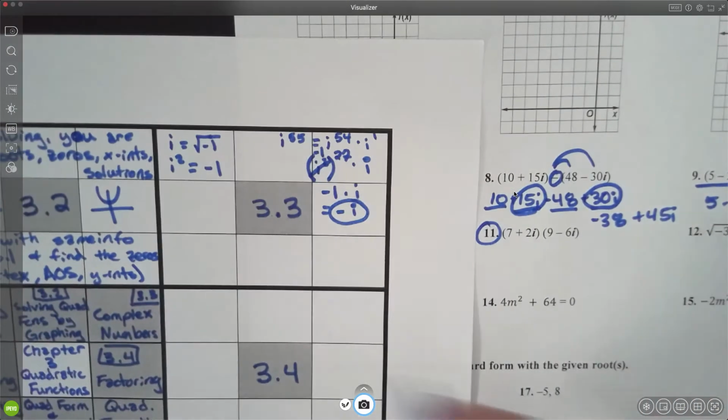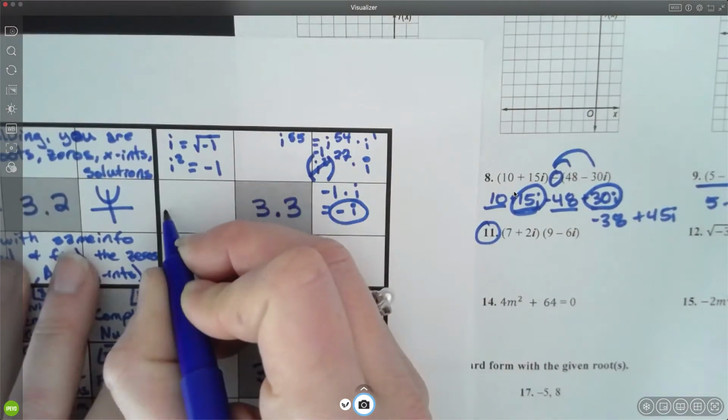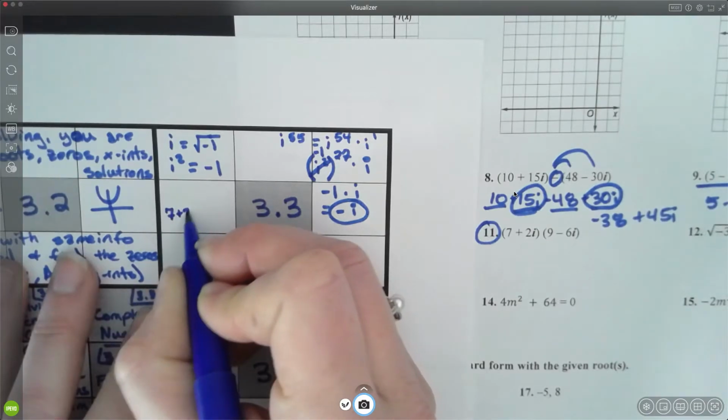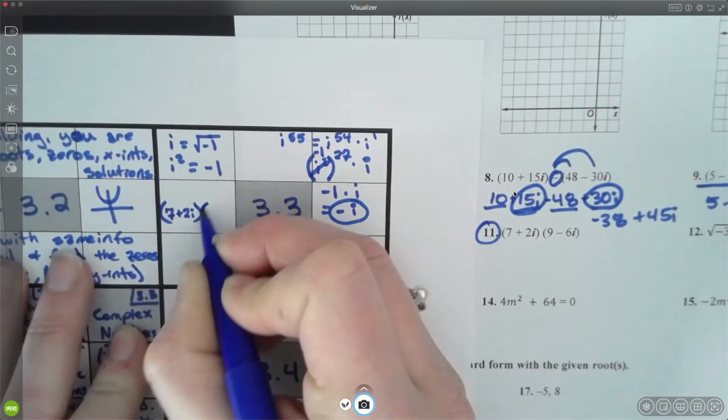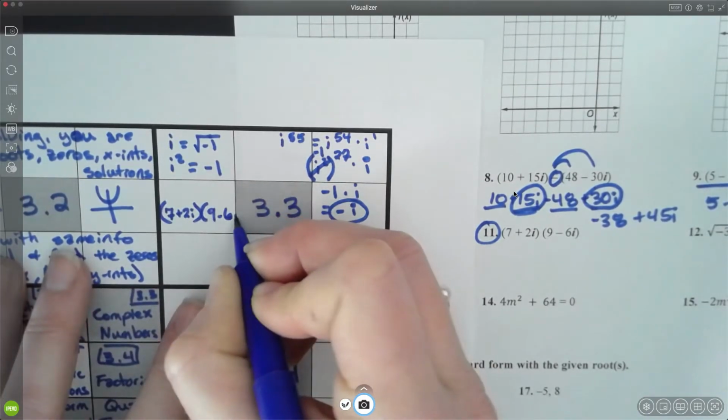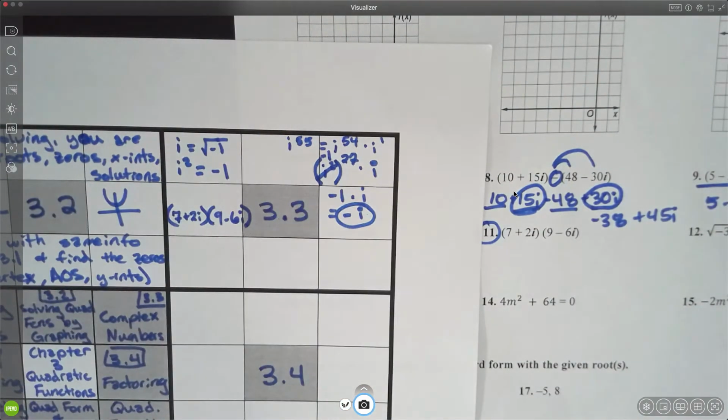So 11 is going to go here. 7 plus 2i times 9 minus 6i. How do I know that I need to multiply? Because they don't have a plus or minus next to each other. They're right next to each other. There's no plus and minus separating them. So keep that in mind. I have a lot of people that try to do the wrong operation when they're supposed to multiply or when they're supposed to add. Make sure you're paying attention to that information.